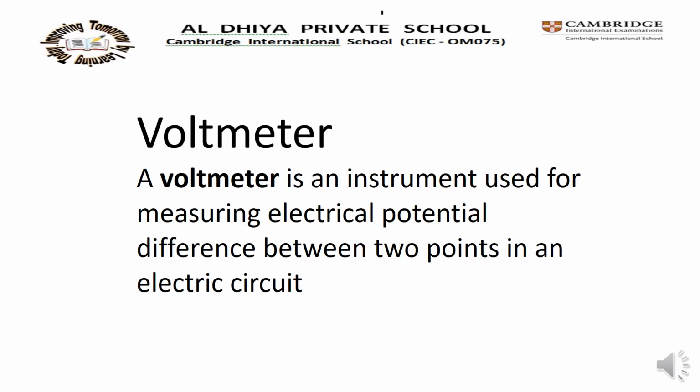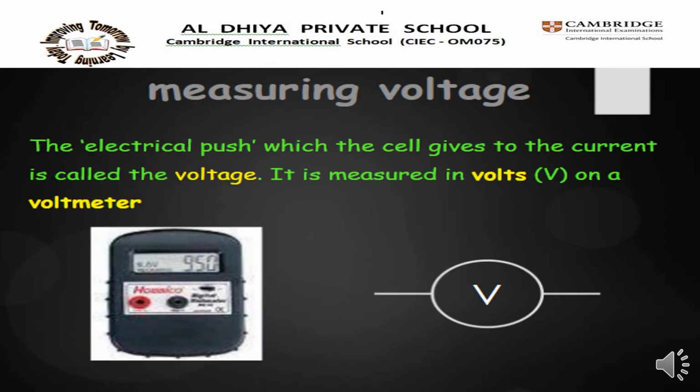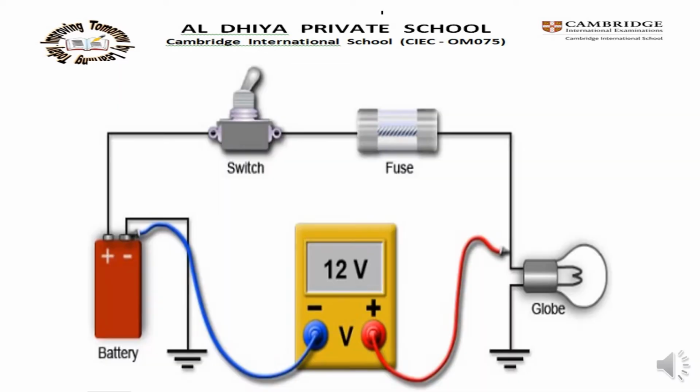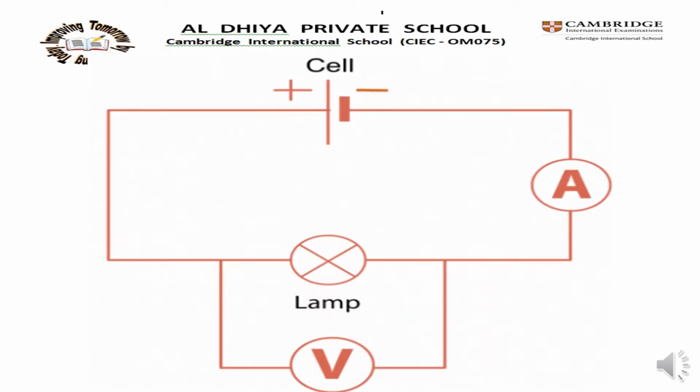Voltmeter. A voltmeter is an instrument used for measuring electrical potential difference between two points in an electric current. How to measure the voltage? The electrical push which the cell gives to the current is called the voltage. It is measured in volts on a voltmeter. See the symbol. This is an arrangement of a voltmeter in a circuit. In this circuit, we can see the arrangement of ammeter and voltmeter. An ammeter is connected in series in the circuit while the voltmeter is connected in parallel with the part of the circuit being tested.